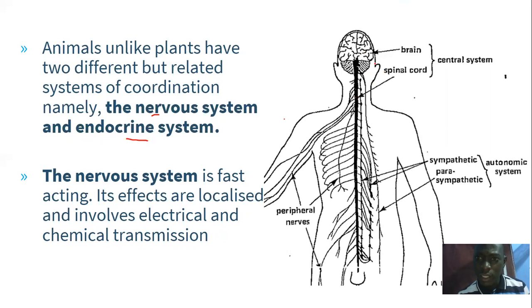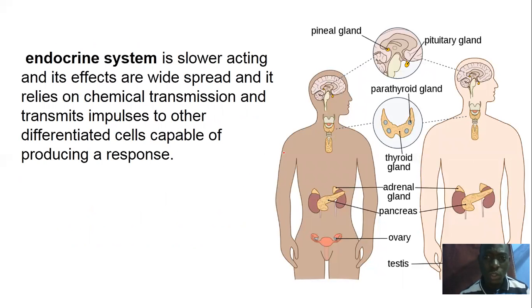Now, the picture that you're seeing here shows you the brain and spinal cord, which we normally call the central nervous system, made up of the brain and spinal cord. Now, there are nerves that pick impulses from the rest of our body parts. Those nerves, you can call them peripheral nerves. So you have those that will pick information from the surrounding and then take it to the central nervous system, and then the central nervous system will interpret, and then the information will be relayed back so that the body can respond appropriately.